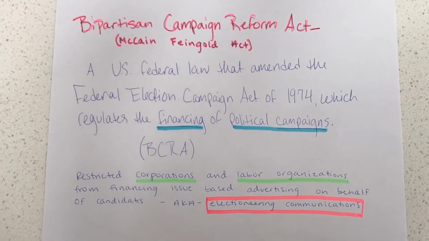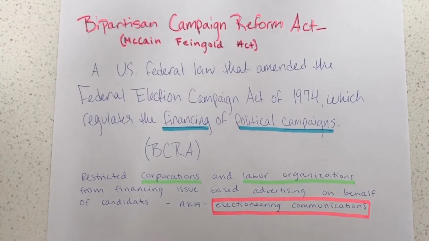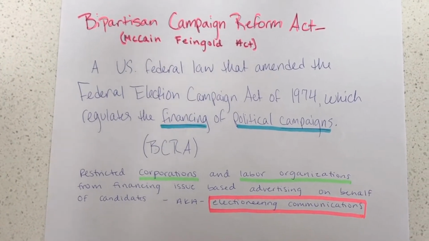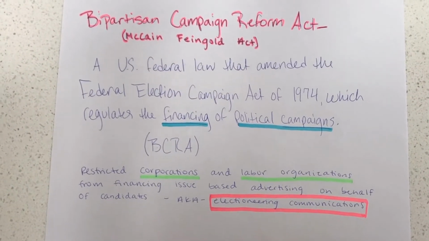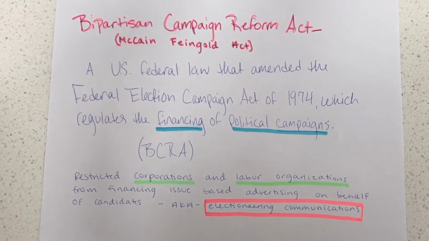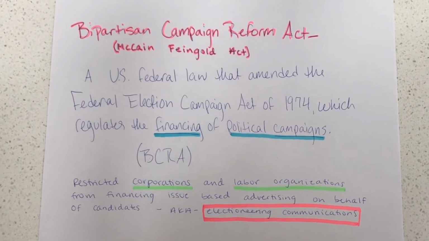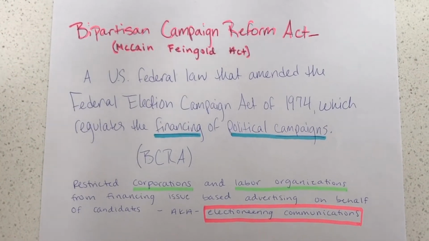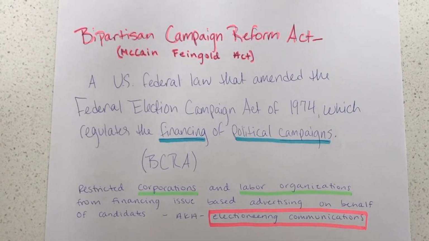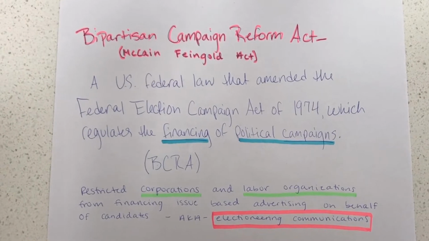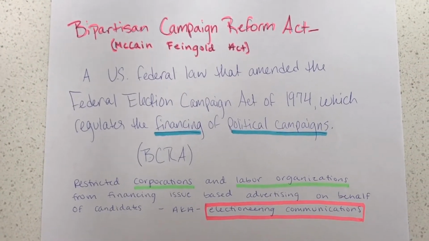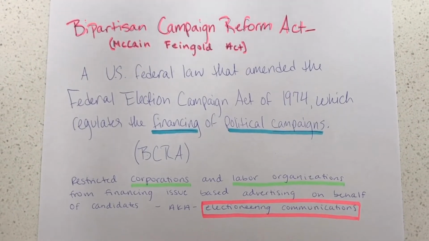This all led to the Bipartisan Campaign Reform Act, also known as the McCain-Feingold Act, a U.S. federal law that amended the Federal Election Campaign Act of 1974, which regulates the financing of political campaigns. The Bipartisan Campaign Reform Act restricted corporations and labor organizations from financing issue-based advertising on behalf of candidates, also known as electioneering communications.